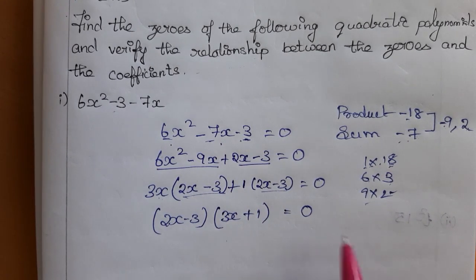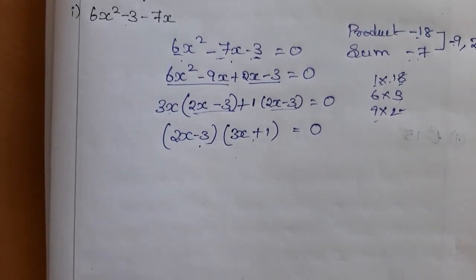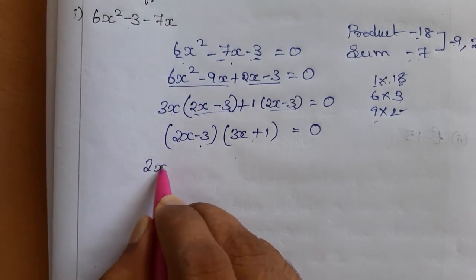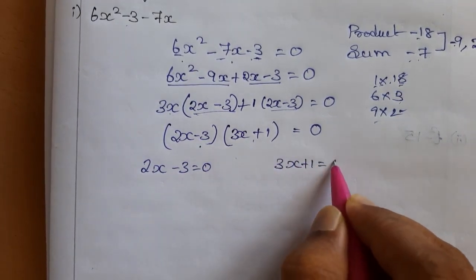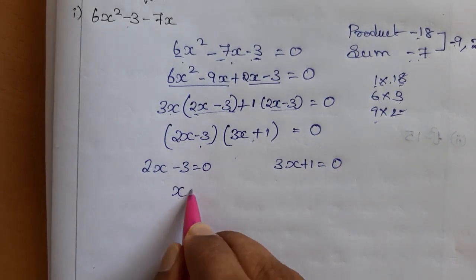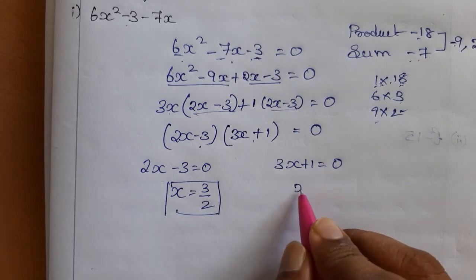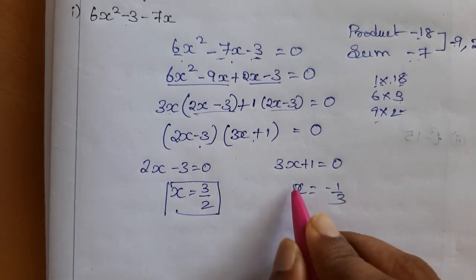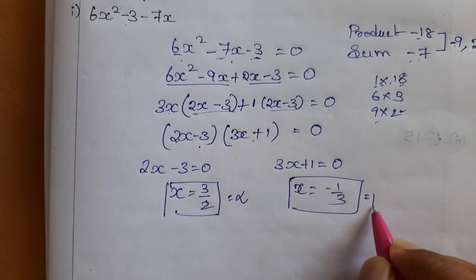So to satisfy this equation, either the first product or the second product has to be 0, right? So let me consider 2x minus 3 equal to 0 and 3x plus 1 equal to 0. What is the x value here? x is equal to 3 by 2, right? And what is the x value here? x is equal to minus 1 by 3. So this we call alpha, and this we call beta.